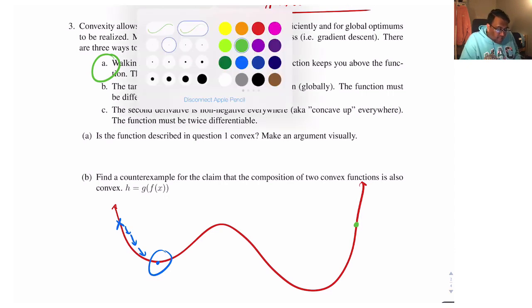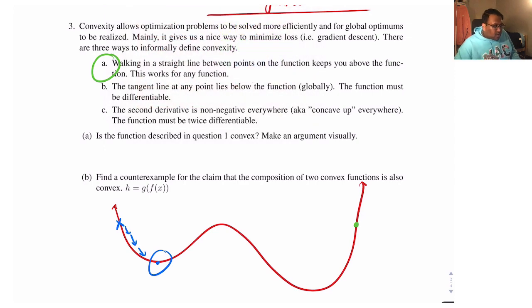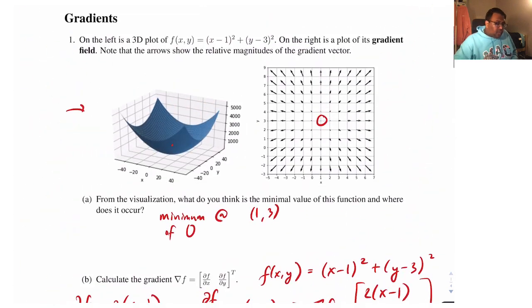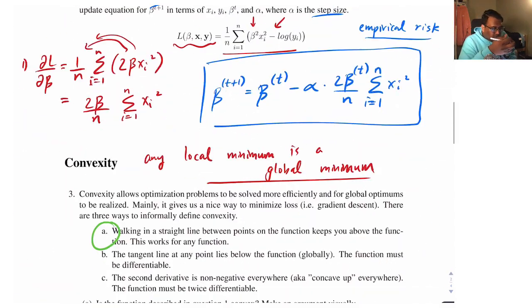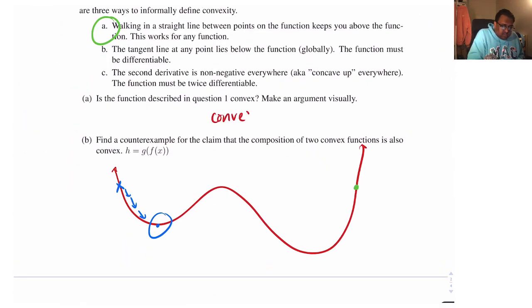Okay, and so in part A, we're asked, is the function described in question 1 convex, and make a visual argument. So if we go over here, I feel like I've mentioned this a lot in this video, but this function looks like a bowl opening up. And if you were to pick 2 points on this function and draw that secant line, it would always be on or above the function. You think about a bowl, pick 2 points on the bowl, connect the dots, and that secant line will be on or above the function. So it's concave opening up everywhere, so this function is indeed convex.